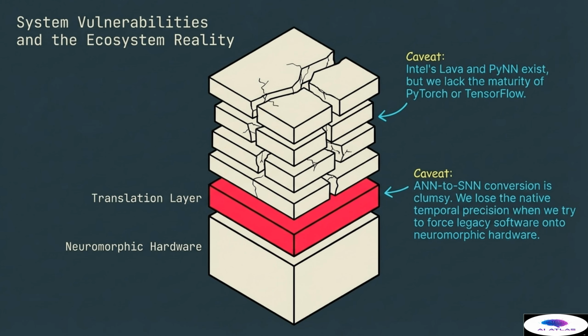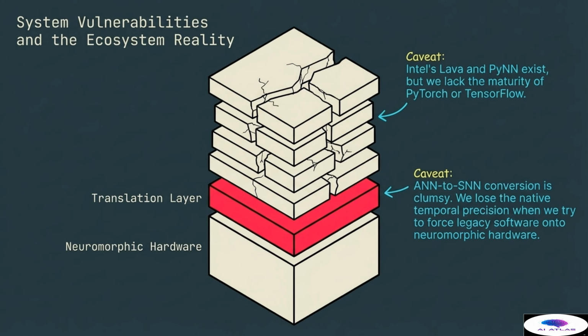Despite the promise of neuromorphic hardware, we must face the ecosystem reality and the system vulnerabilities. We are currently in a transition period where the software has not yet caught up to the hardware capabilities. While tools like Intel's Lava and PyNN exist, they currently lack the maturity and community support of industry standards like PyTorch or TensorFlow. Another major caveat is that converting artificial neural networks to spiking neural networks is a clumsy process. When we try to force legacy software onto neuromorphic hardware through a translation layer, we often lose the native temporal precision that makes these chips so special.